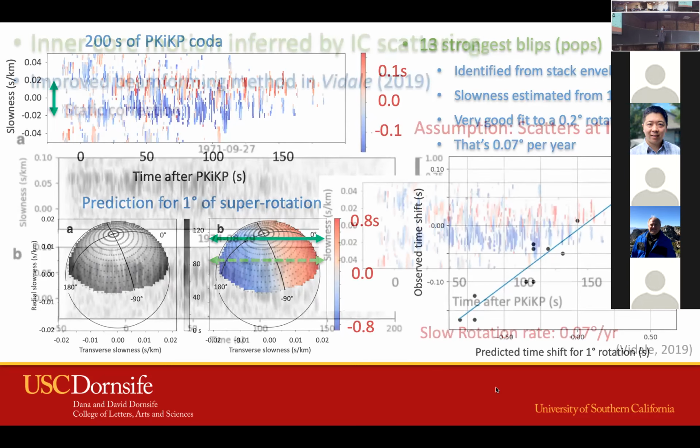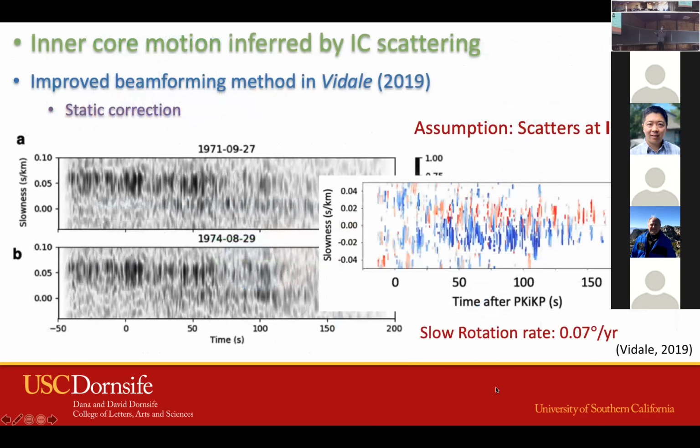But the problem is he assumed all the scatterers are at the inner core boundary, which our study has proved may not be valid. So we use our back projection to put the energy at its true location. I call it true, but it may not be true. We put it at the true location within the inner core and see what happens.